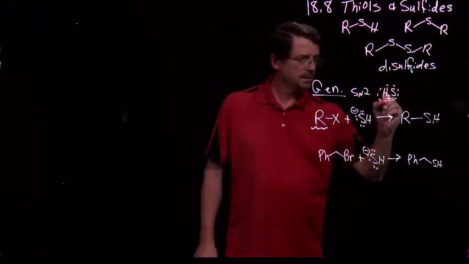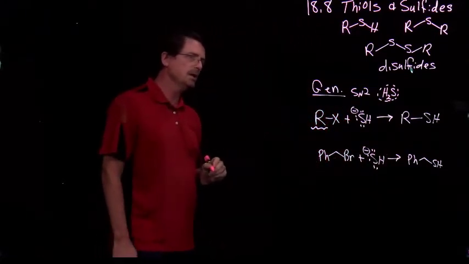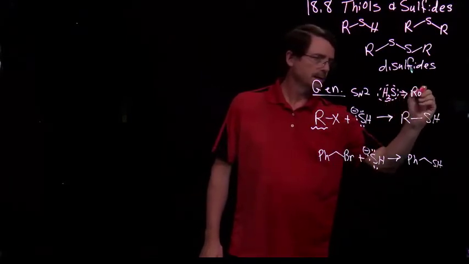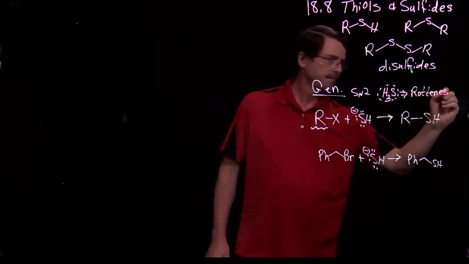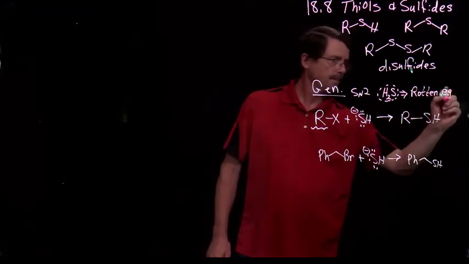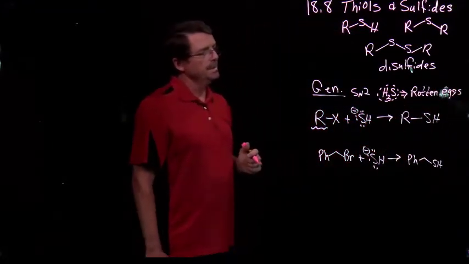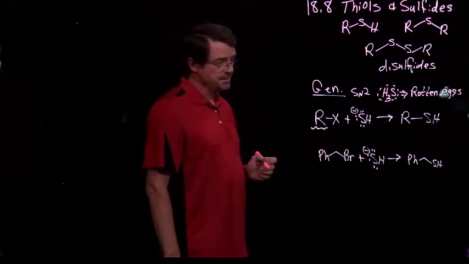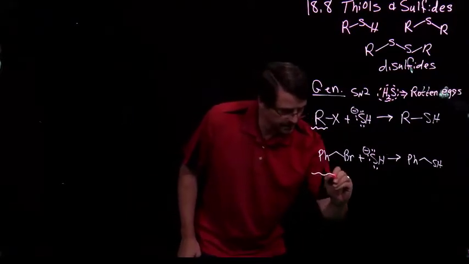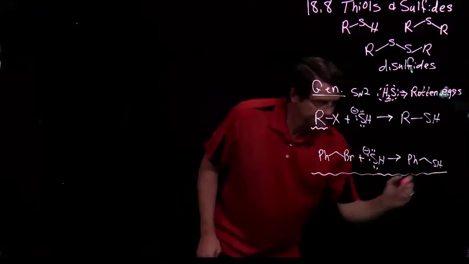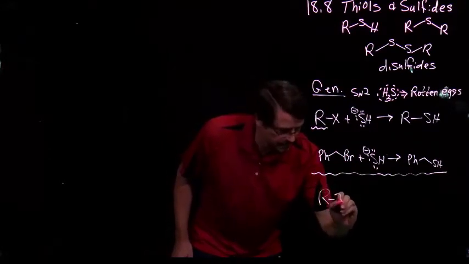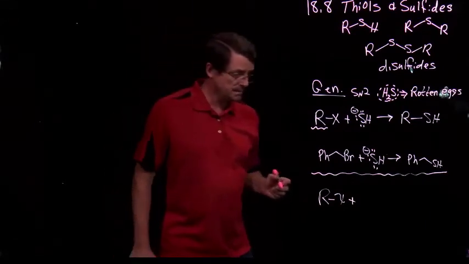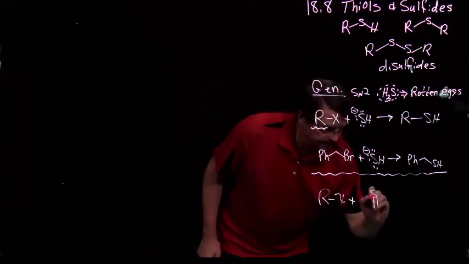Now, water, as we all know, is not very smelly, but H2S is the characteristic odor of rotten eggs. And that's not so great. We don't want the lab stinking like that. So there's an alternative. We can react an alkyl halide first with something that's not volatile but contains the sulfur. And in this case, it's going to be thiourea.